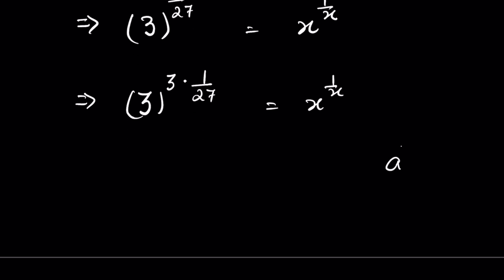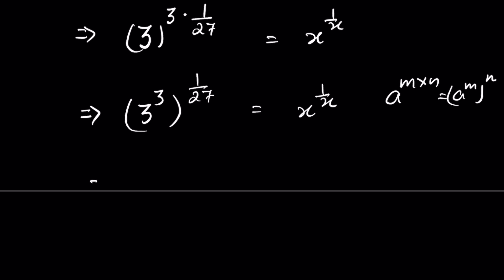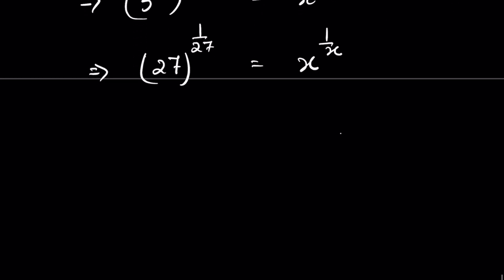When a is raised to the power m times n, we can write it as a raised to the power m, whole raised to the power n. So we can write it as 3 raised to the power 3, then whole raised to the power 1 upon 27, is equal to x raised to the power 1 upon x. 3 raised to the power 3 is 27. So this is 27 raised to the power of 1 upon 27 is equal to x raised to the power of 1 upon x.